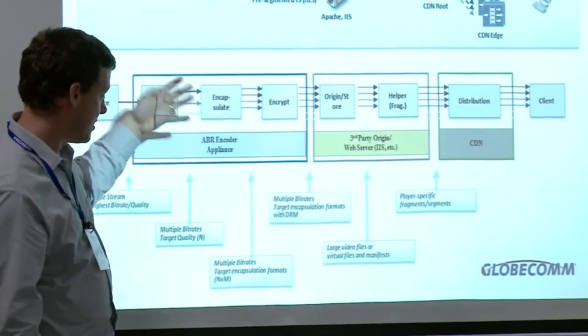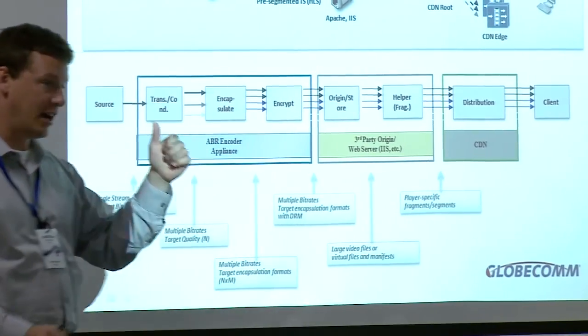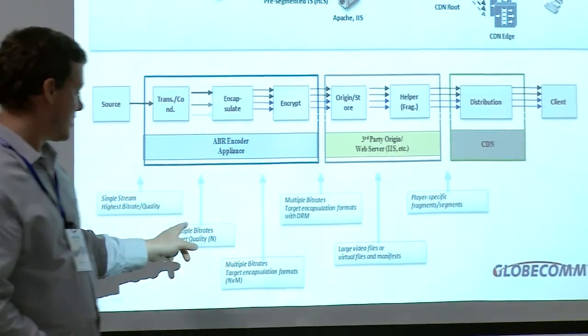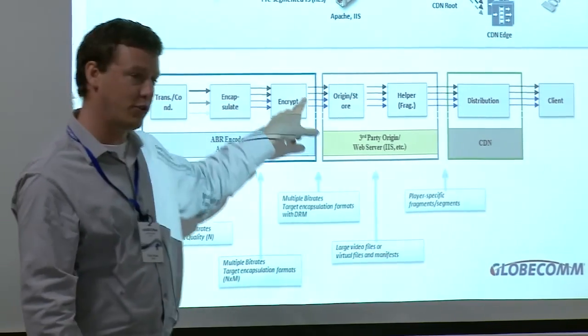So you end up with 8 streams. Now we have the different encapsulations. If we want to support all 3 of the big ones, Apple, Microsoft, and Adobe, so that's 8 times 3, 24. We've now got 24 streams coming out here, okay? Now we need to encrypt it, okay?